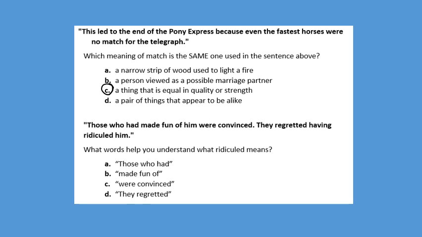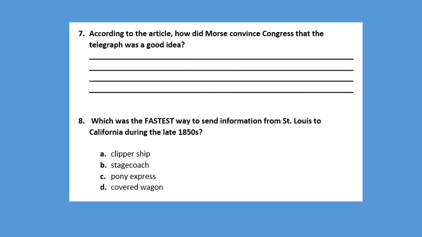Those who had made fun of him were convinced. They regretted having ridiculed him. What words help you understand what ridiculed means? Those who had made fun of him were convinced. They regretted. The correct answer is B, made fun of.